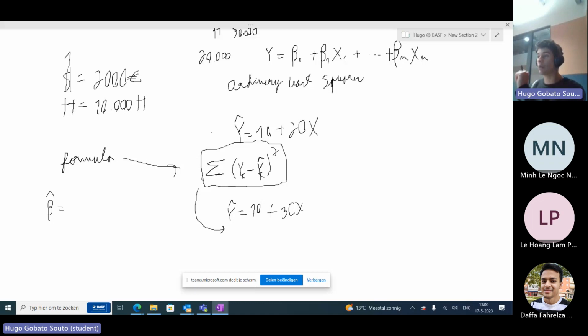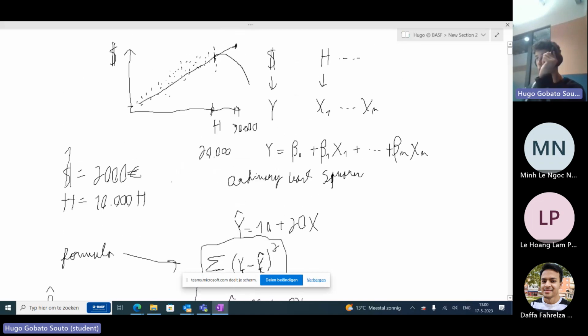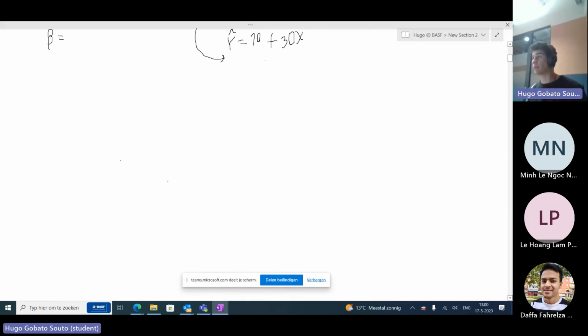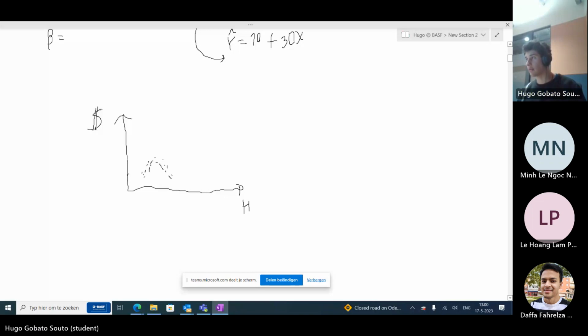But if your model is non-linear, let's take another example. Here you have, once again, your income, and here you have, let's say, the amount of time that you spend in the library. Now the relationship is a bit different. Now the relationship is like this.